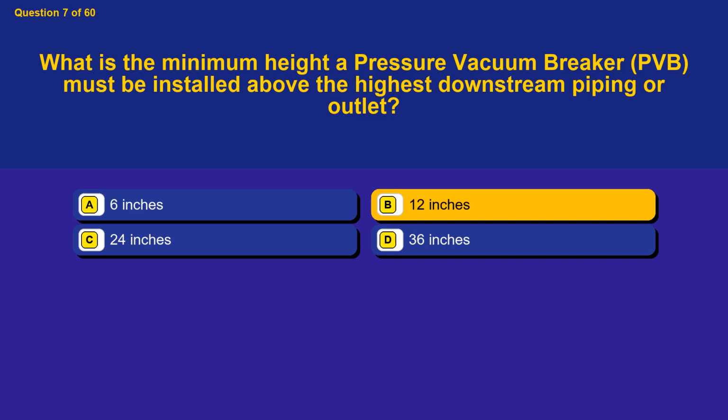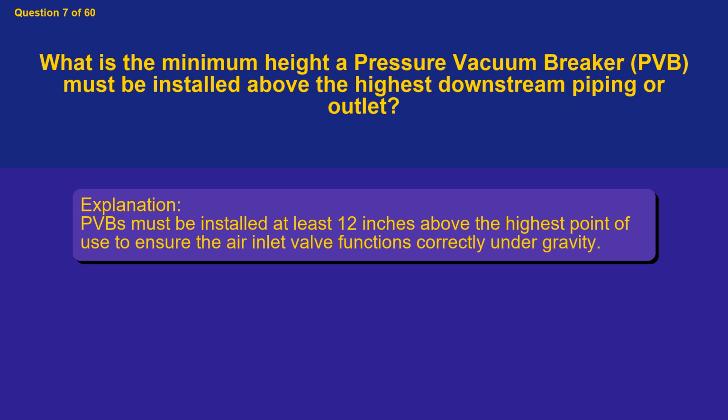The correct answer is option B, 12 inches. PVBs must be installed at least 12 inches above the highest point of use to ensure the air inlet valve functions correctly under gravity.